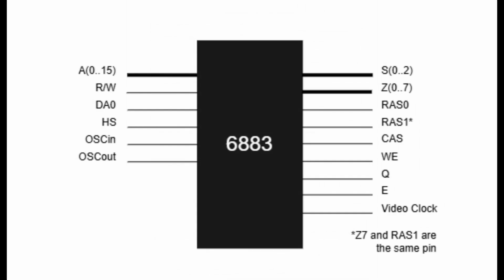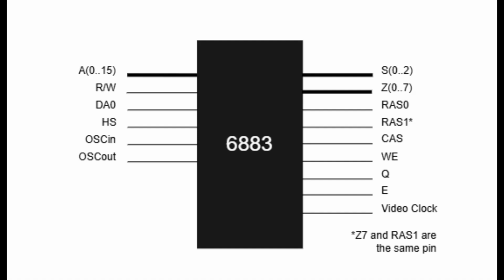Looking at this from the outside and treating the entire chip as a black box, as defined by Motorola, we need 6 inputs: the address bus, read-write, DA0, horizontal sync, plus a pair of pins driving the master clock. On the outside, there are 8 or 9 distinct signals: the device select, S, DRAM multiplexed address, Z, RAS0 for lower bank, RAS1, upper bank, CAS, both, write enable, quadrature clock, Q and E, and the video clock. RAS1 is actually sharing a pin with Z7, and which signal is used depends on the memory configuration.